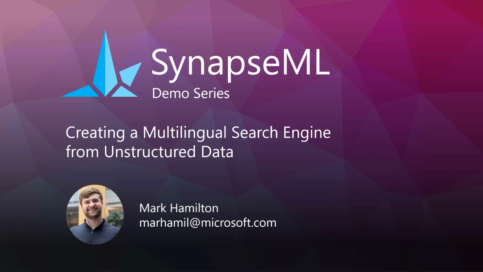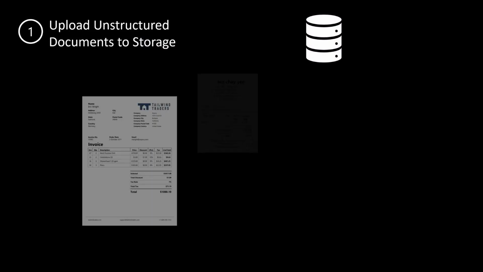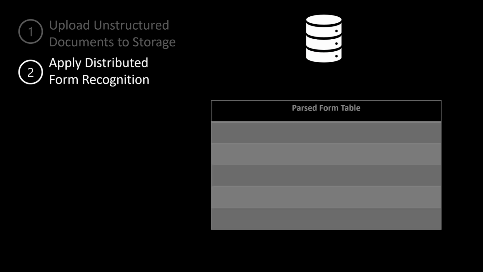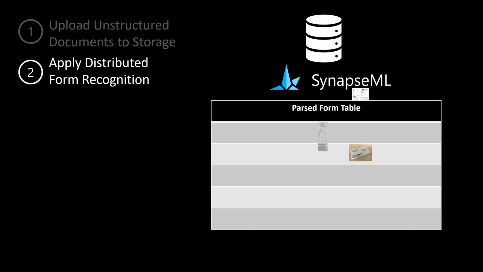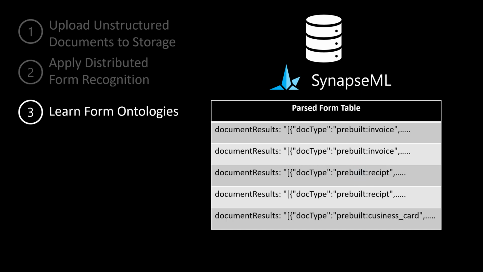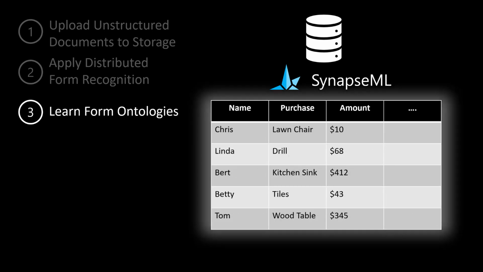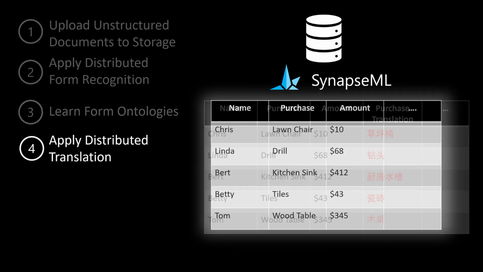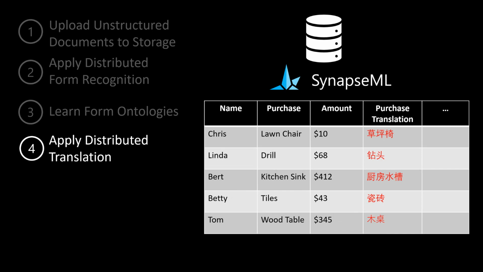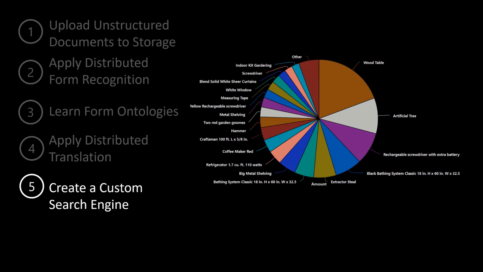Hi, my name is Mark Hamilton, and today I'll show you how we can use SynapseML to create a multilingual search engine from unstructured data in storage. We'll start off by uploading a large quantity of forms to a storage account so we can access it on Synapse. We'll then apply distributed form recognition, a cognitive service integration part of SynapseML, to extract key information from these forms. We'll standardize and clean up this information with the SynapseML form ontology learner, and then we'll localize it in a variety of different languages using SynapseML's distributed translation APIs. Finally, we'll take this information and put it inside a custom search engine, and we'll explore this data within a Synapse notebook.